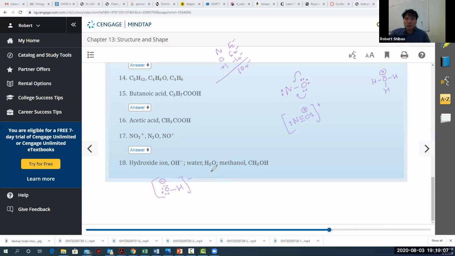Here, when water, oxygen forms 2 bonds, it's neutral, there's no formal charge. This is going to be linear. Water we already did, that's bent at 109.5 ideal, 105 distorted.